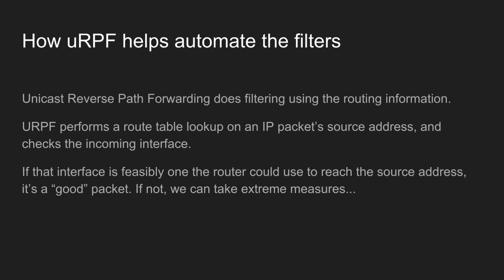So what the router does is, when the packet arrives at the interface from your customer, the router looks at the packet and says, okay, I can see the source address and I know the interface the packet came in on. If I would feasibly use that interface to send an answer back to the customer, then it's a good packet. Then it makes sense. It doesn't sound like anybody's trying to pull a fast one. And so we're going to accept that as a good packet and do what we normally do with it. If it's not, then we'll do something else about that packet.